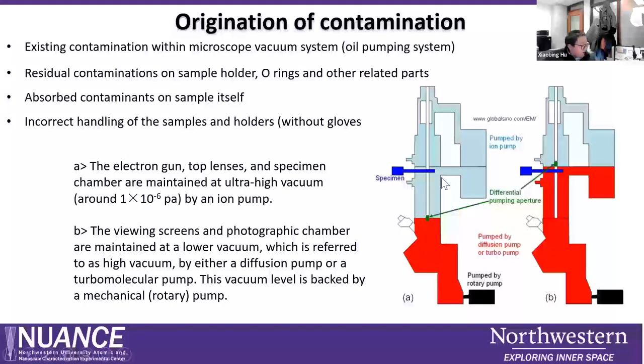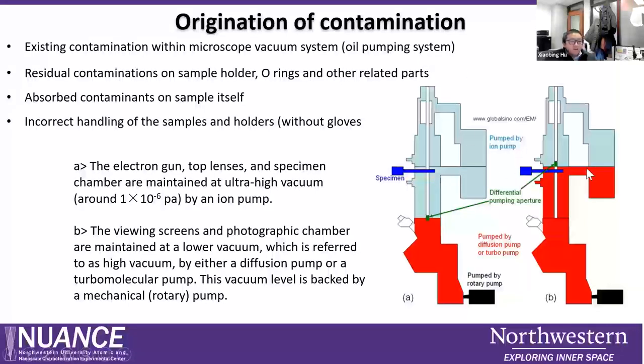And now, let's focus on the origination of the contamination. So usually, over TEM, of course, is a high vacuum environment, but actually there are many residual dirty things or hydrocarbon in the vacuum. So the TEM column is always usually contaminated, whether heavily or lightly. This kind of contamination mainly comes from the oil pumping system.